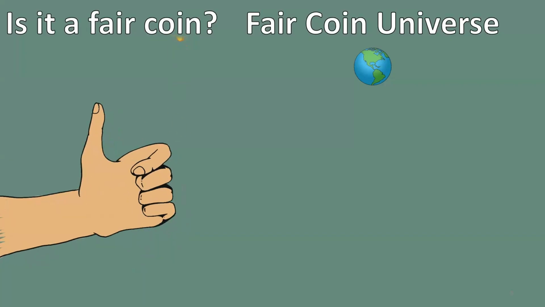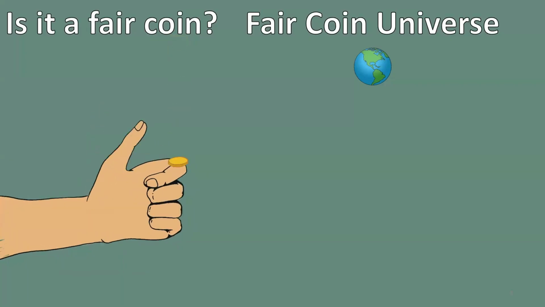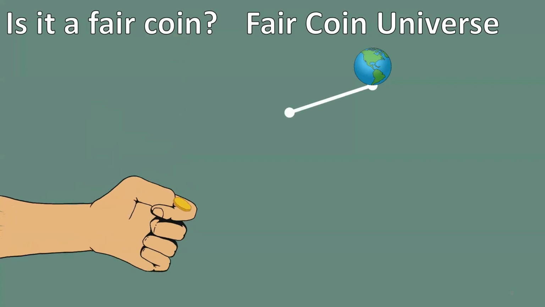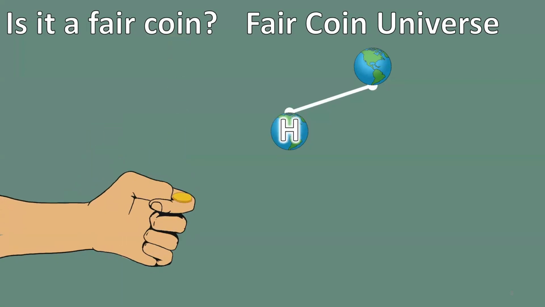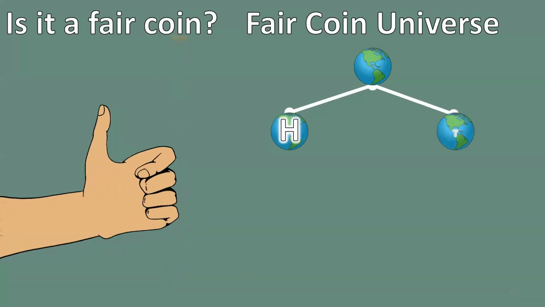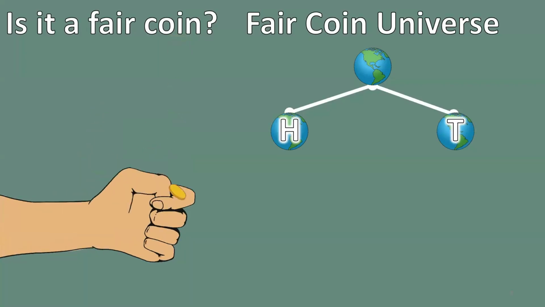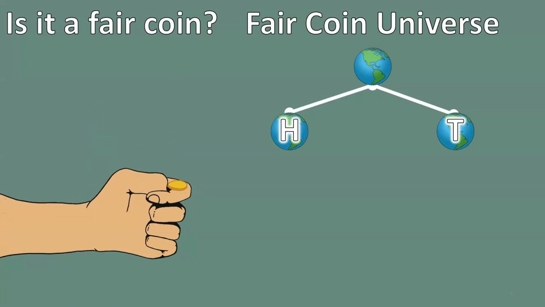And on that first flip of the coin, you could either end up in the world where it came up heads, or you could end up in the world where it came up tails. So that one decision splits the universe into two possibilities. One is heads and the other one is tails.